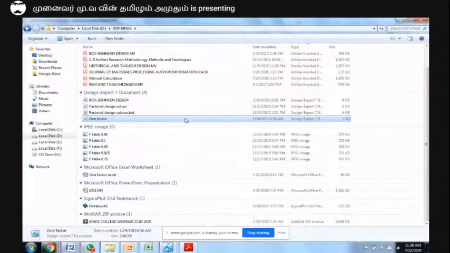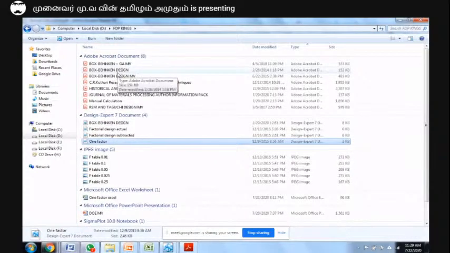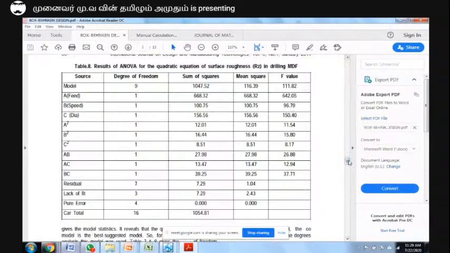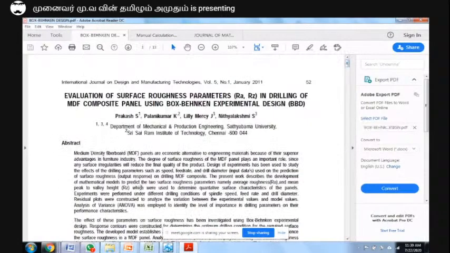And in view of the Design Expert software, for the beginner and for those who have some data, we can build the mathematical model and get the various inferences from the Design Expert software. For that, I have chosen one particular paper, and in that paper they have revealed a detailed study, with detailed information about the ANOVA and various inferences about the input and output. The article is the evaluation of surface roughness parameters in drilling of amorphic composite panel using Box-Behnken experimental design.